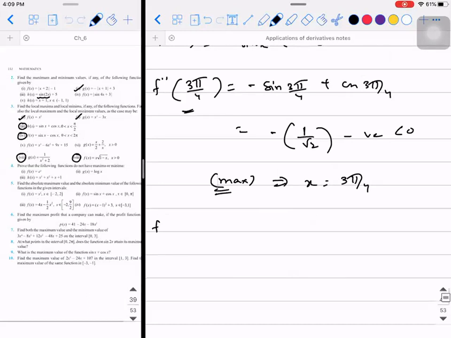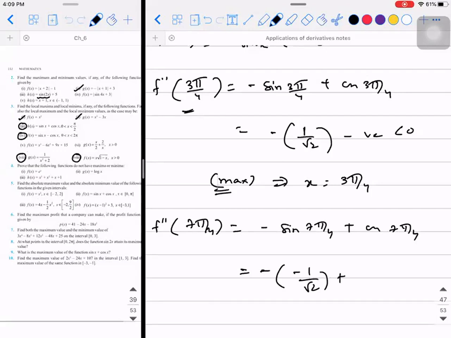So f double dash of 7 pi by 4, what will I get? Minus sine of 7 pi by 4 plus cos of 7 pi by 4. Which quadrant is this? Fourth, right? So minus sine 7 pi by 4 means how much? Minus of minus 1 by root 2 plus this is 1 by root 2 because fourth quadrant. So positive plus positive is greater than 0. So this will be the point of minimum.